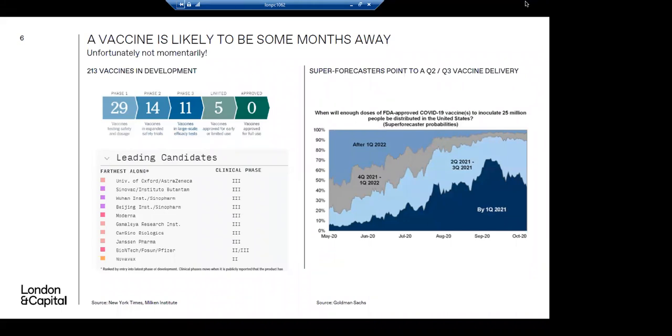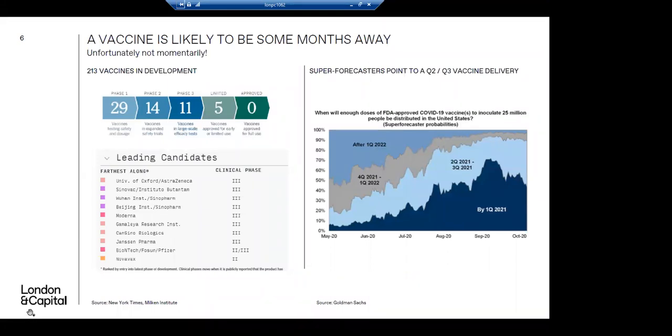Unfortunately, unlike what Donald Trump said recently, the delivery of the vaccine isn't going to be momentary, but it is growing closer. On the right-hand side there, you can see some interesting data from Cornell University, actually, which is from super forecasters. These are experts who have demonstrated some predictive capability around medical questions.